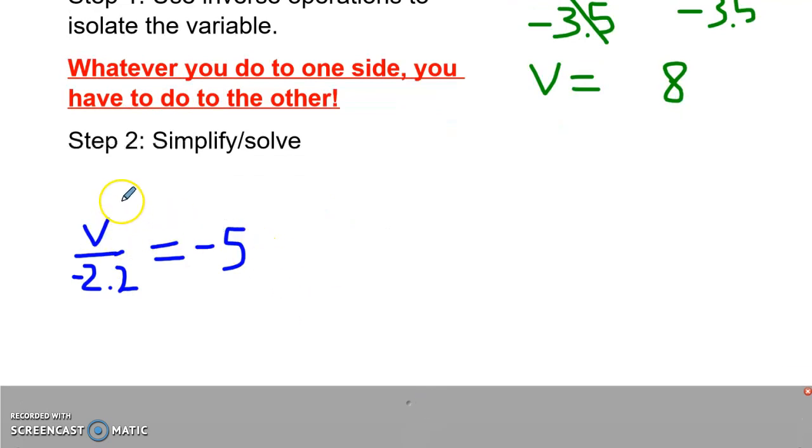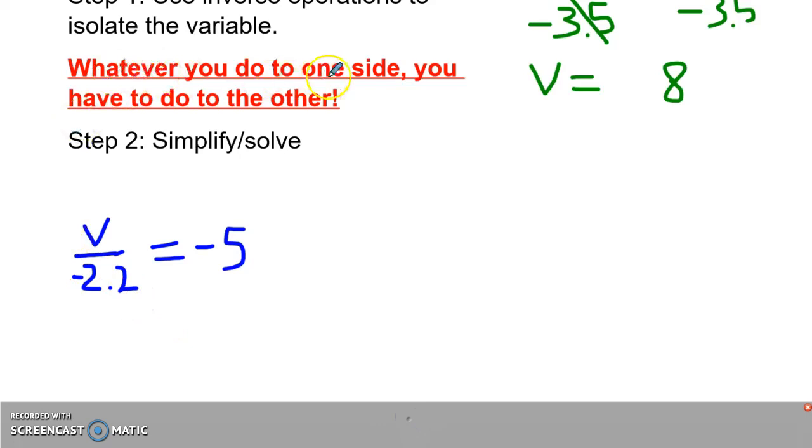We'll look at one more example. This time we have division as the operation with our variable. So in order to get rid of this division, I'm going to have to use multiplication. And again, whatever I do to one side, I have to do to the other. So in order to get rid of this negative 2.2 in the denominator, I'm going to have to multiply by negative 2.2, and I'm going to have to do that to both sides. These will cancel, and I'll be left with just my variable.